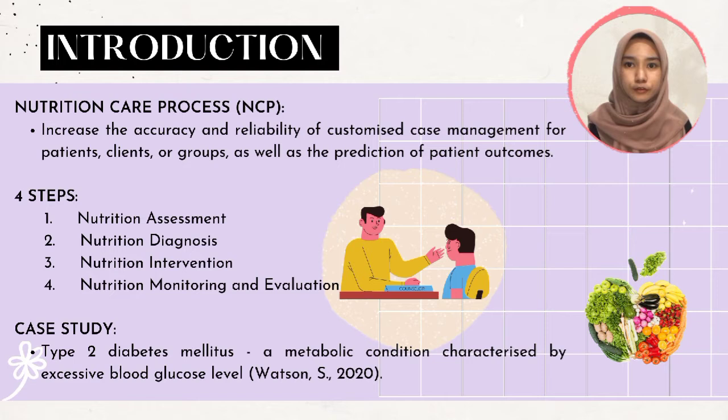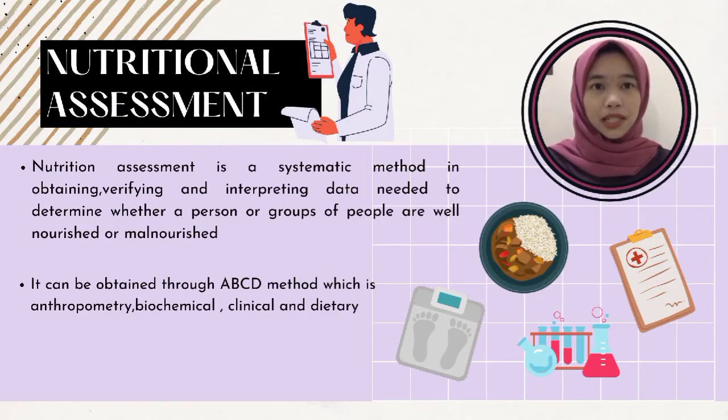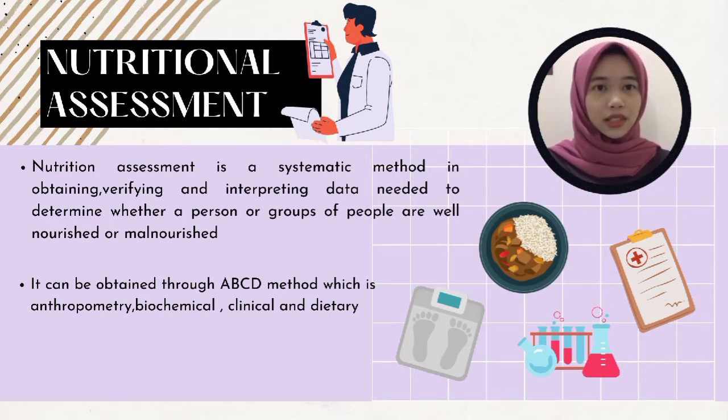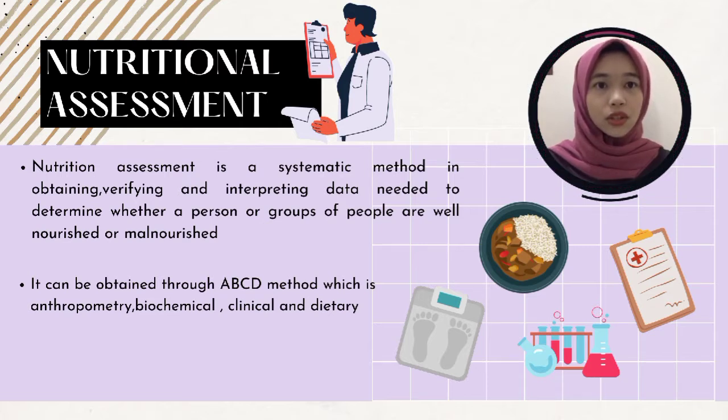The case study that our group is going to present is about type 2 diabetes mellitus, which is a metabolic condition characterized by excessive blood glucose levels because the insulin cannot function efficiently. Assessment for diabetes mellitus. Nutrition assessment is a systematic method of obtaining, verifying, and interpreting data needed to determine whether a person or groups of people are well-nourished or malnourished. It can be obtained through the ABCD method, which is anthropometry, biochemical, clinical, and dietary.